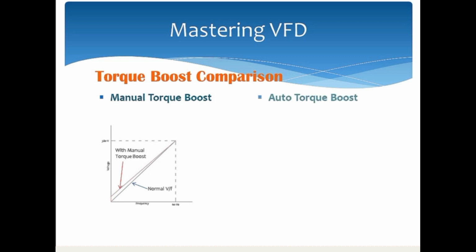Now we see auto torque boost on the right side. Similar to manual torque boost, it can have one pattern, or it could be lower than the normal V over F, or at any frequency point it can deviate to readjust the voltage level as per the torque requirement, or it could be as shown, which is greater than the normal V over F, and it keeps that way. But all these patterns depend on the gain. So we are clear here that auto torque boost works by adjusting the voltage depending on the amount of gain.